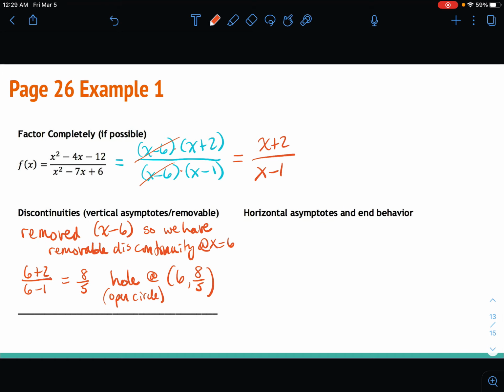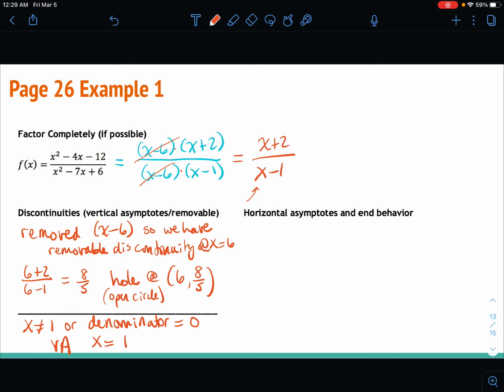Okay, now for the vertical asymptotes, where in the denominator do we have an issue? Is there a value we're not allowed to use? And of course, if we substitute 1 in for x, we are going to have a problem because we're going to be dividing by 0. So we know that x cannot equal 1, or the denominator will equal 0. We can't divide by 0. So we have a vertical asymptote, x equals 1.